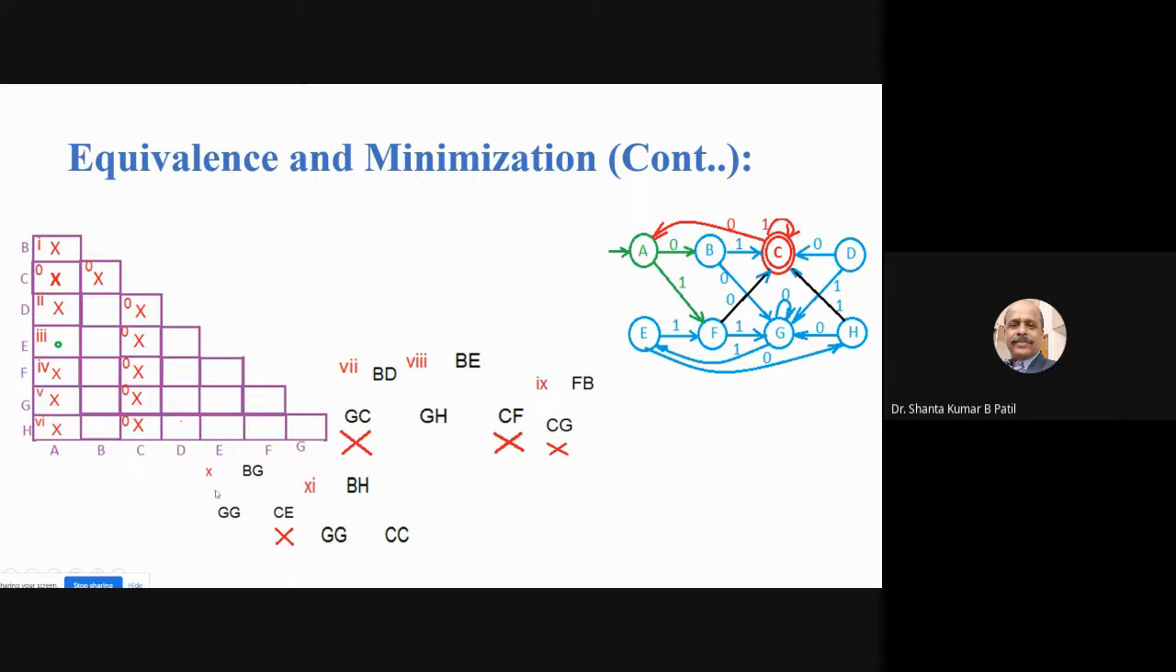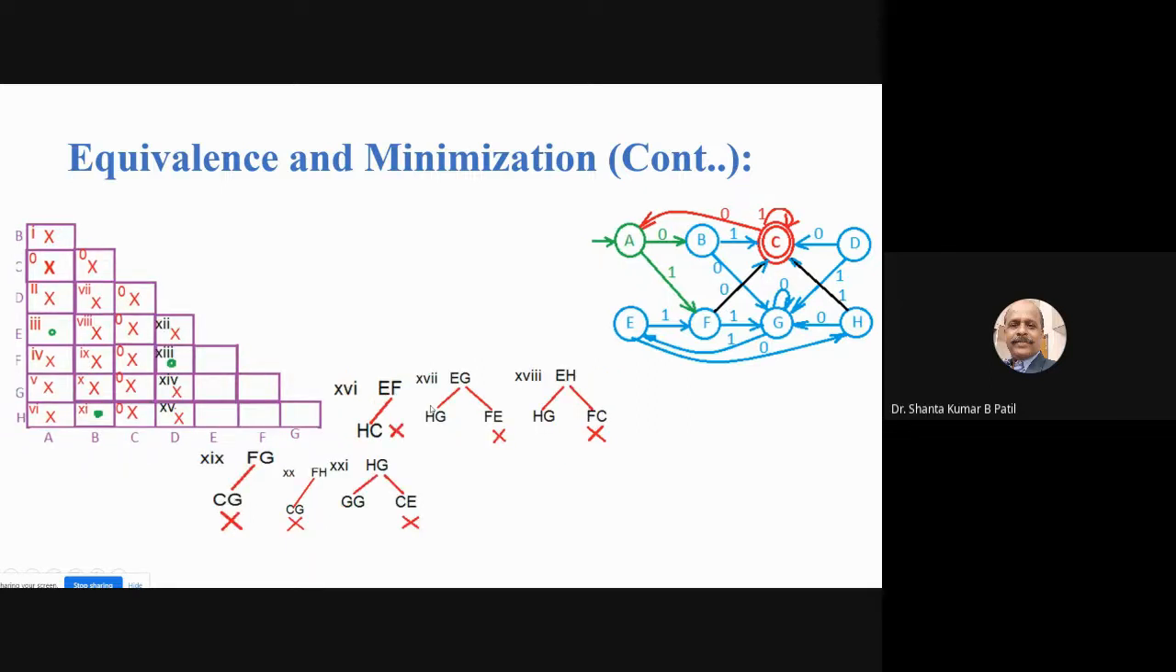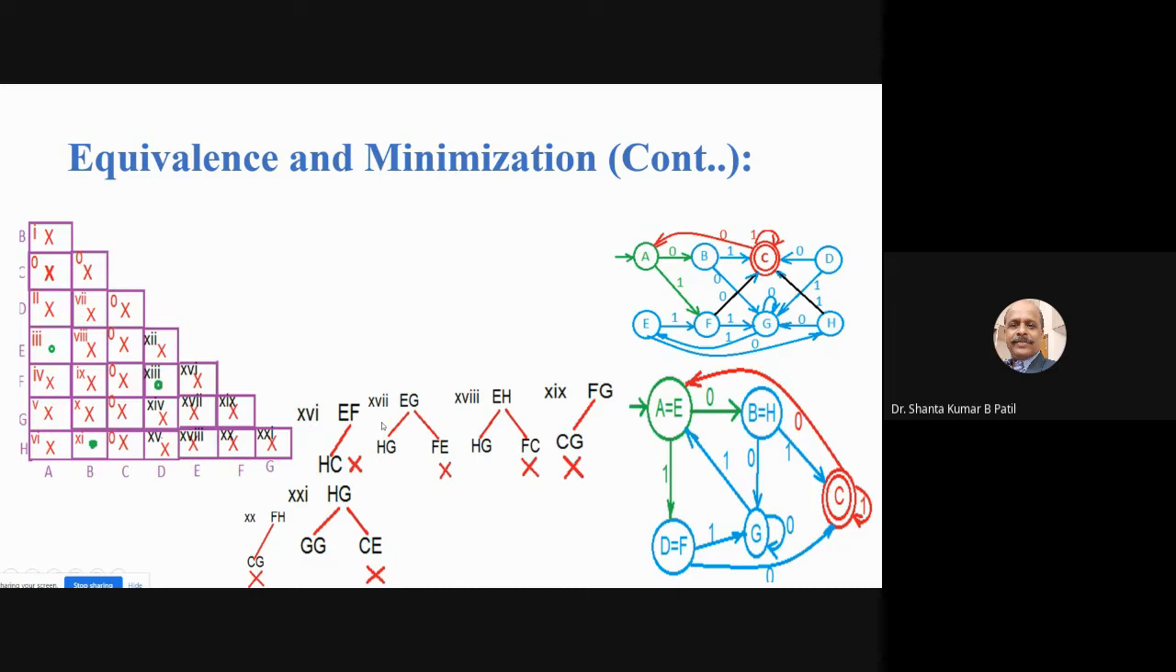Like that, BH. So this is the BH. BH on 0 is GG. BH on 1 is CC. So this is a dot mark. Like this, you can complete all these squares by constructing the different trees. Once you complete the table, this is how the table looks.